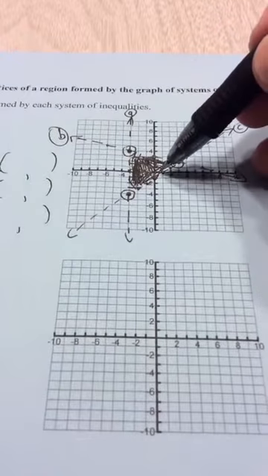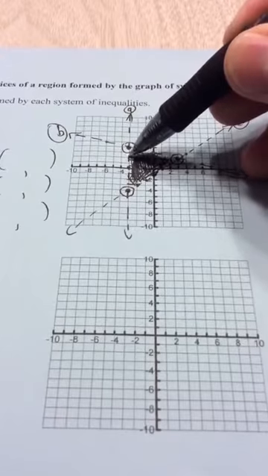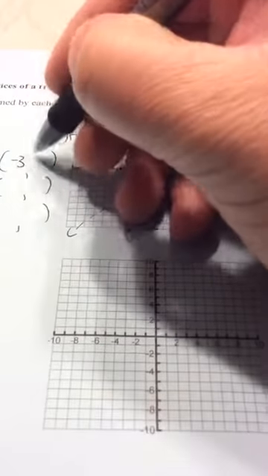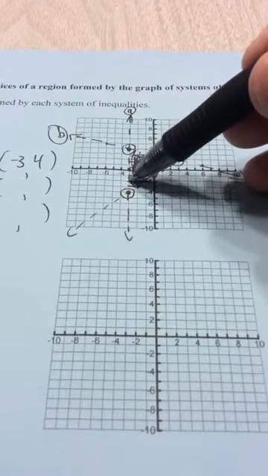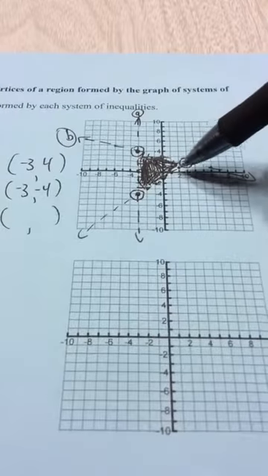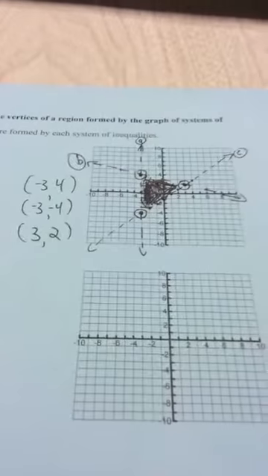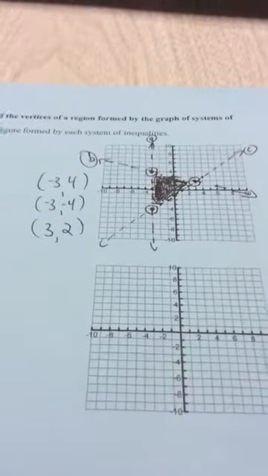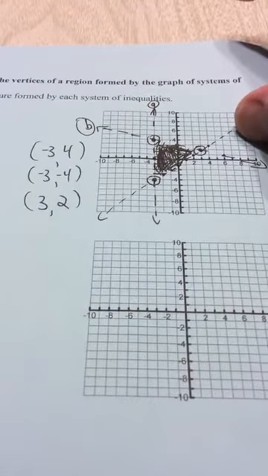So it looks like the first one is -3, 1, 2, 3, 4. The second one looks like it's -3, -1, -2, -3, -4. And finally, the last one over here looks like it's +3, 2. Okay, that's how you do it by hand. What happens if we wanted to try it on the calculator? So let's take a look at the next example.